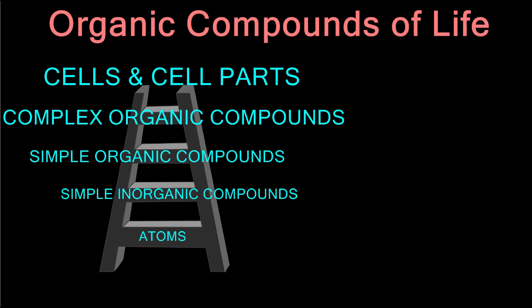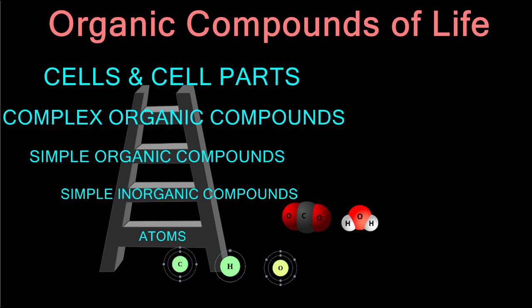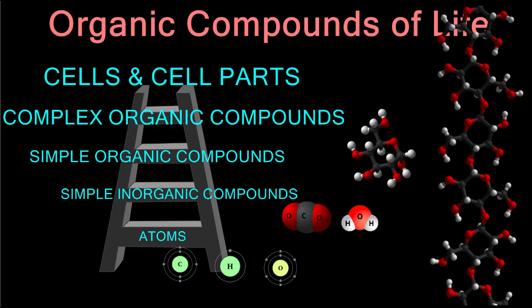We can work our way up the ladder using the example of carbon, hydrogen, and oxygen atoms that build simple inorganic compounds, carbon dioxide and water. Carbon dioxide and water are used to build glucose, a simple organic compound. If you string a bunch of glucose molecules together, you can make a complex organic compound, starch. This lesson will focus on the complex organic compounds like starch that build cells and therefore living things.